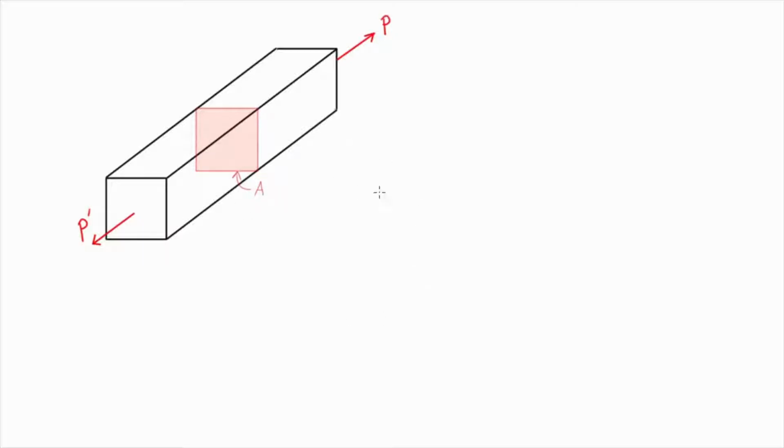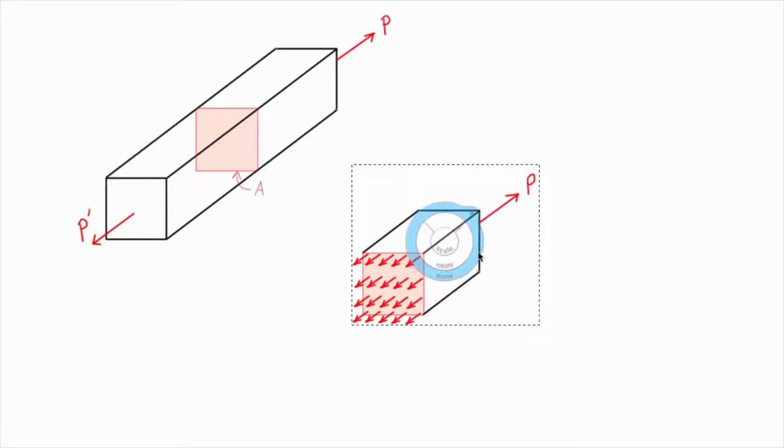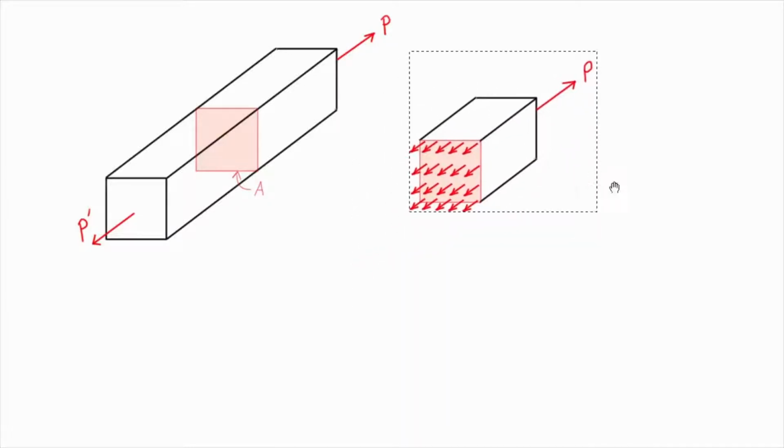When we want to draw a free body diagram for this section of the beam, we're going to have the force P pulling in one direction, and we need to cancel that out with an equal and opposite force. The way that we do that is we assume the force is distributed evenly across this surface, giving us a stress. We call that stress lowercase sigma, and it is equal to the force per unit area, so we're just going to have P over A.